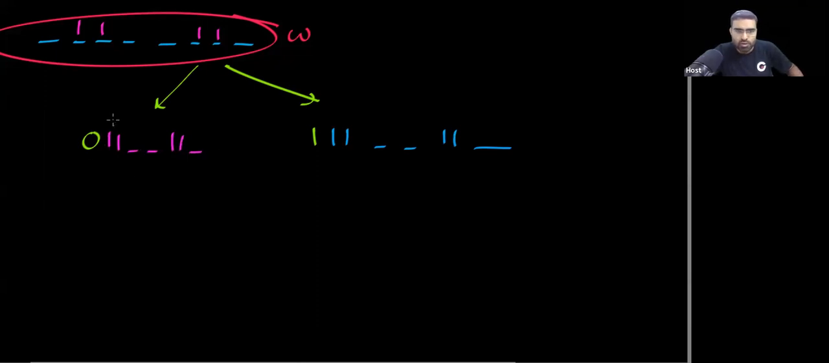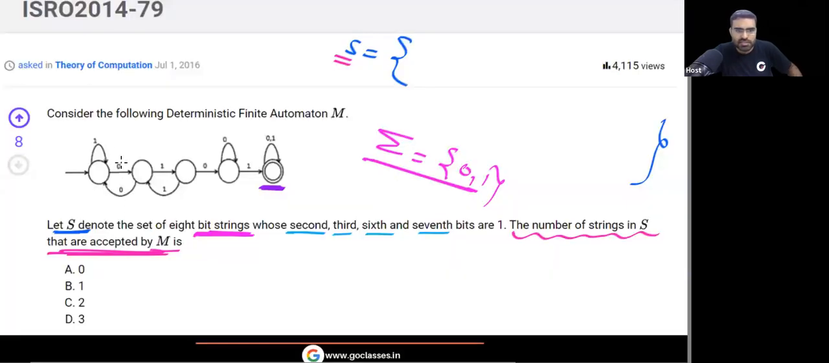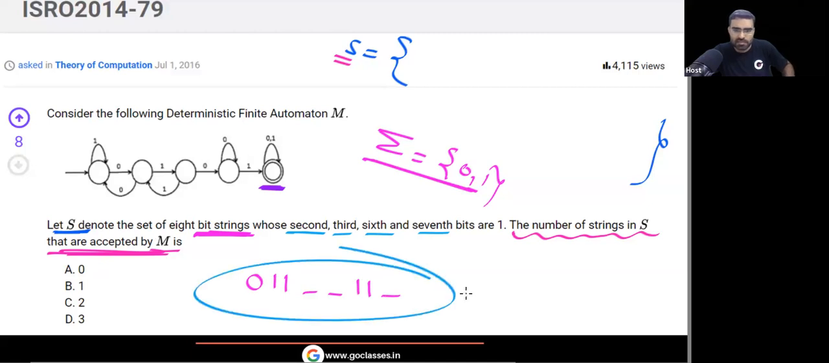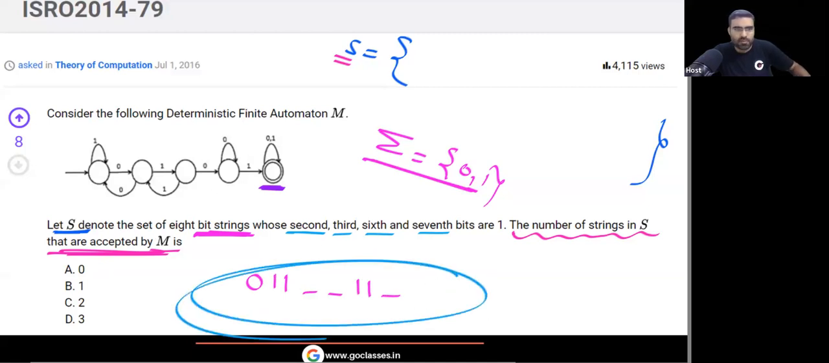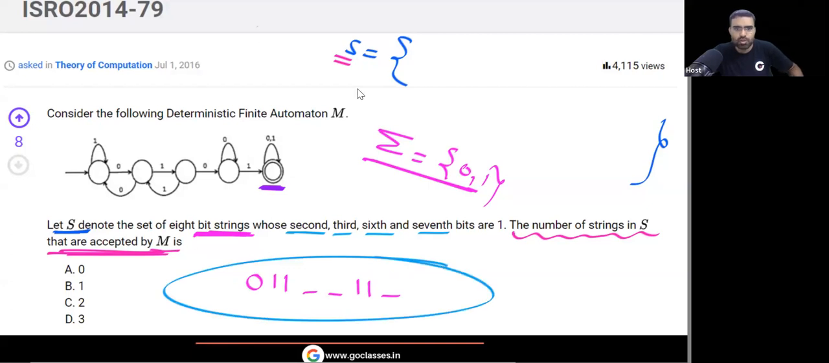So let's check. Tell me, 0, 1, 1. If you check 0, 1, 1, then what will happen? Let's check this type of string: 0, 1, 1, then dot dot, then 0. So tell me, if you see 0, then you will go here. If you see 1, then you will go here. If you see another 1, then you will go here. So can I say you are in this state?